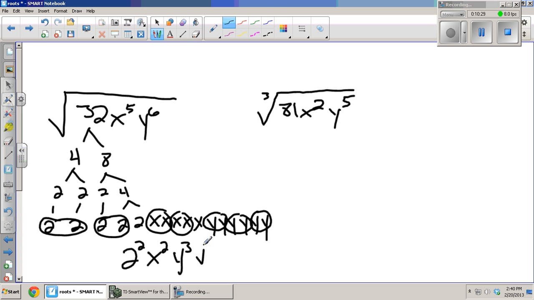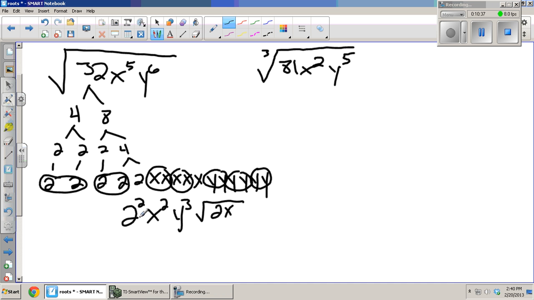Now what do I have left over on the inside? I have a 2 and an x, so 2x. You've got to clean that up a little bit. You wouldn't leave that 2 squared. 2 times 2 is 4. You'd have 4x squared, y cubed, square root of 2x. And that would be the final answer.